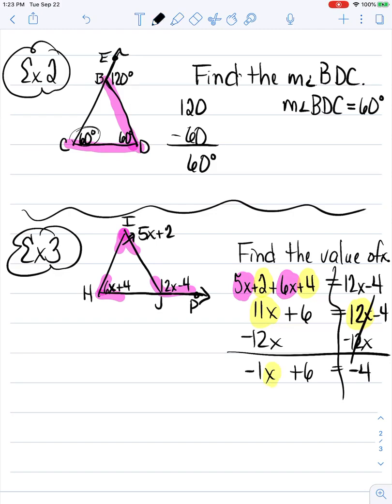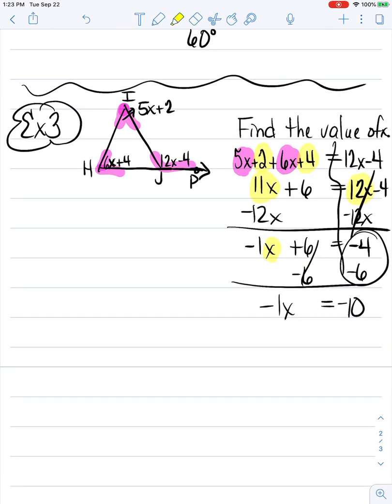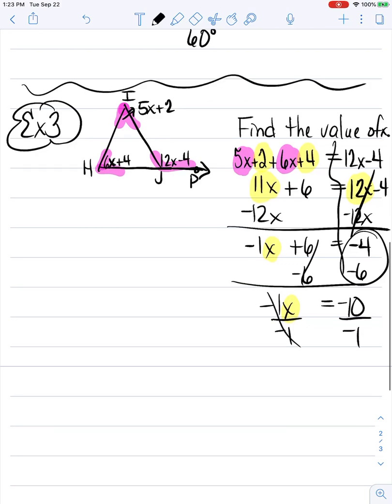I still need to isolate that variable, so I keep adding or subtracting. The opposite of plus 6 is minus 6. So negative 1x equals negative 10. And I do need to divide both sides by negative 1. So x equals positive 10. Negative 10 divided by negative 1 is positive 10. So did I answer my question? I did. It said find the value of x, and I found that x equals 10.